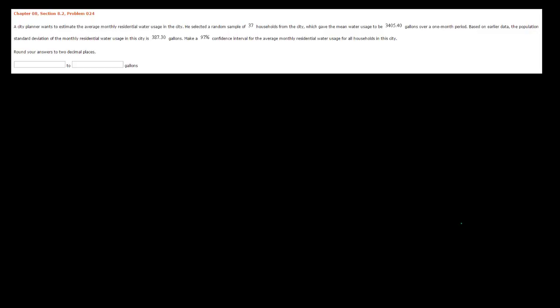Now it says make a 97% confidence interval for the average monthly residential usage for all households in the city. So first let's label what we know. The second sentence gives us two important pieces of information.